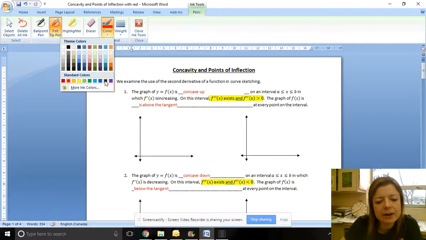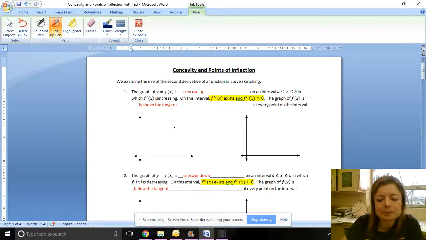Okay, so concavity basically means: is it curved up? That's concave up. Or is it curved down? So is it concave down? Let's break out why the second derivative helps us tell if a curve is concave up or concave down.